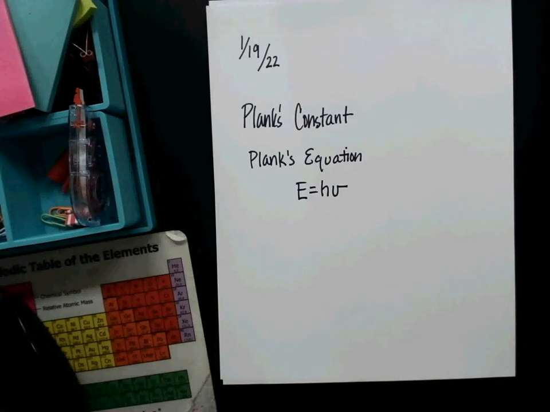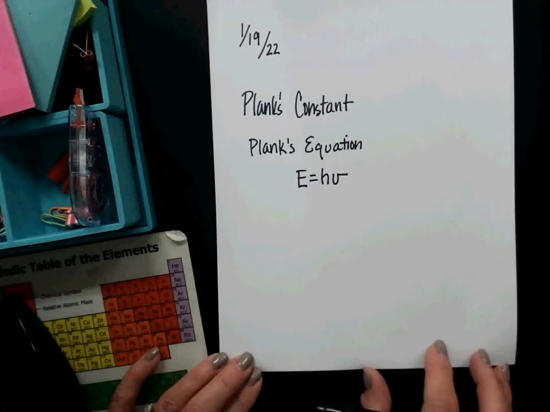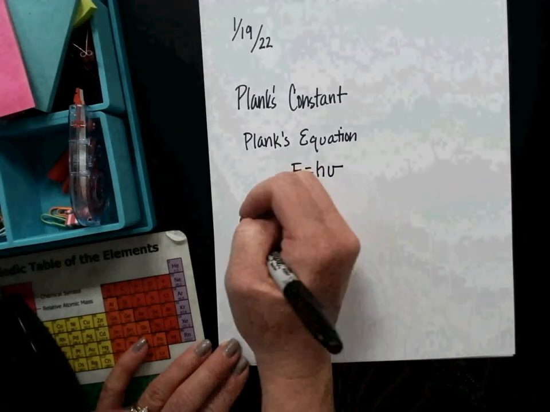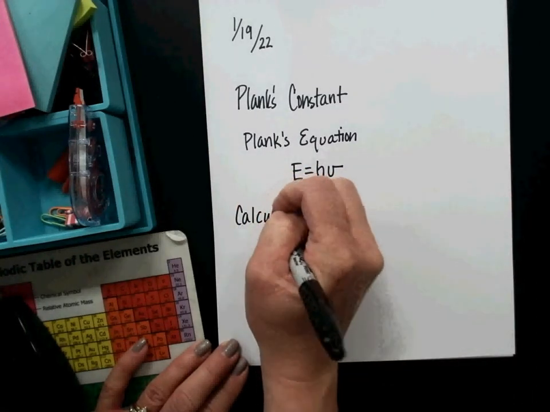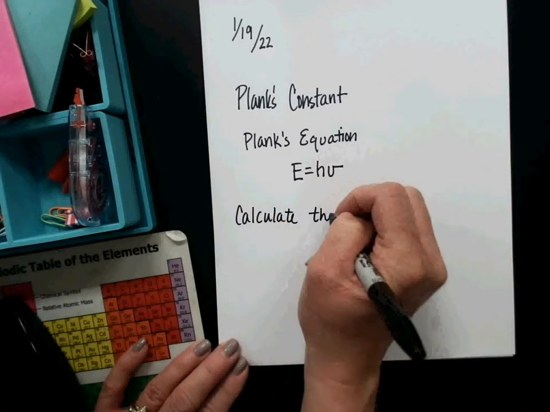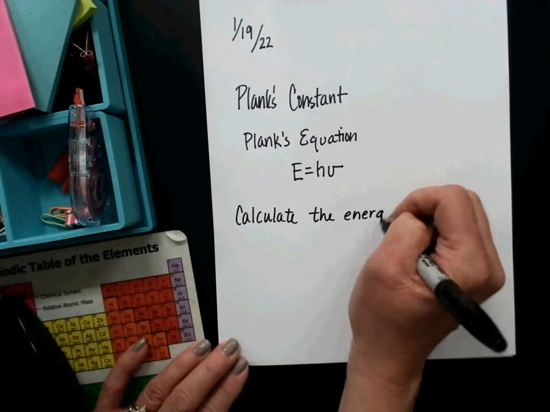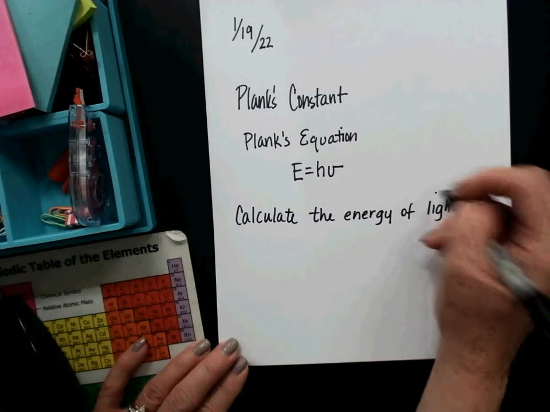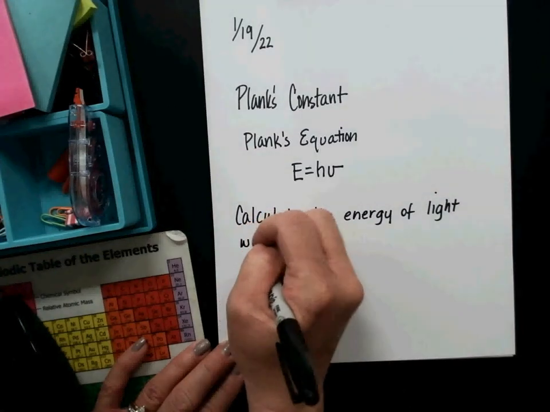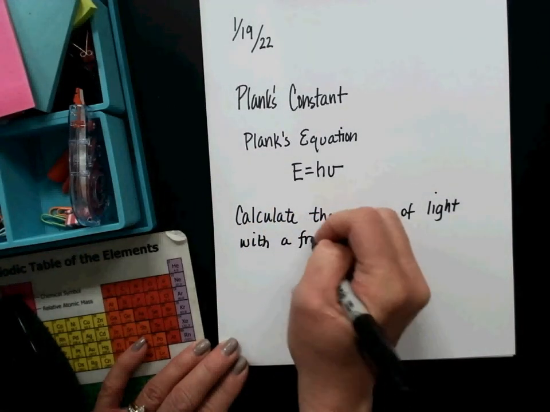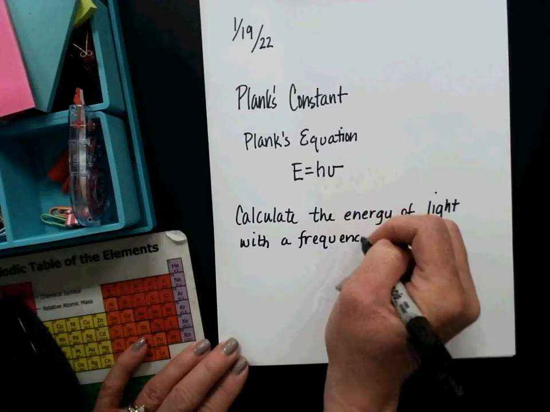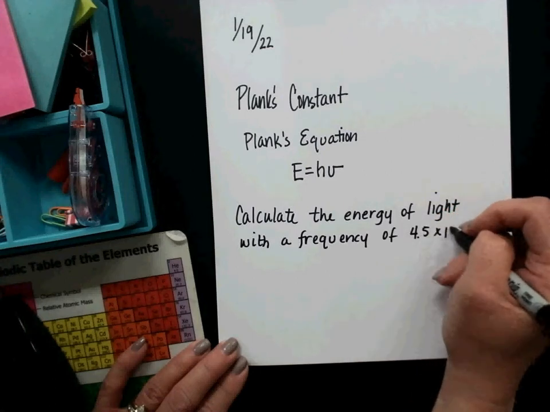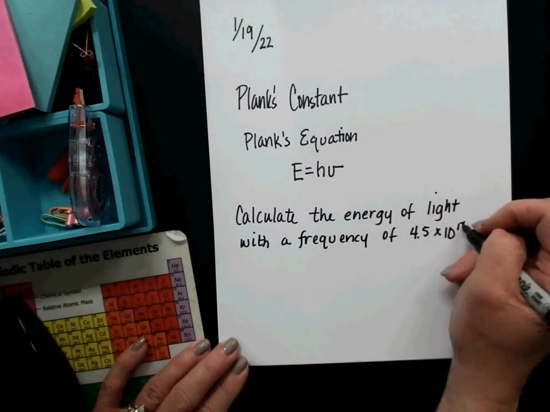So we'll start with a simple one and we'll work up to one that's a little bit of a challenge. So let's start with this problem. Calculate the energy of light with a frequency of 4.5 times 10 to the 11th. Now let's make it 10 to the 12th hertz.